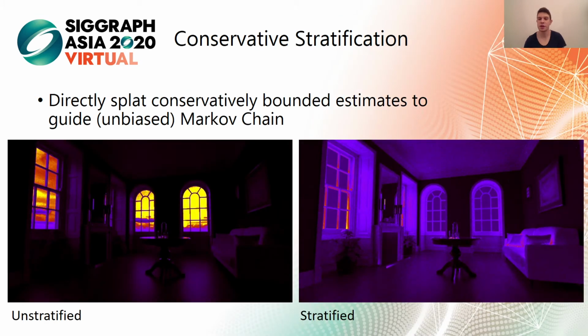As we can see, the stratified Markov chain can equally quickly handle the bright light seen through the windows and the direct illumination, creating their glossy reflections.